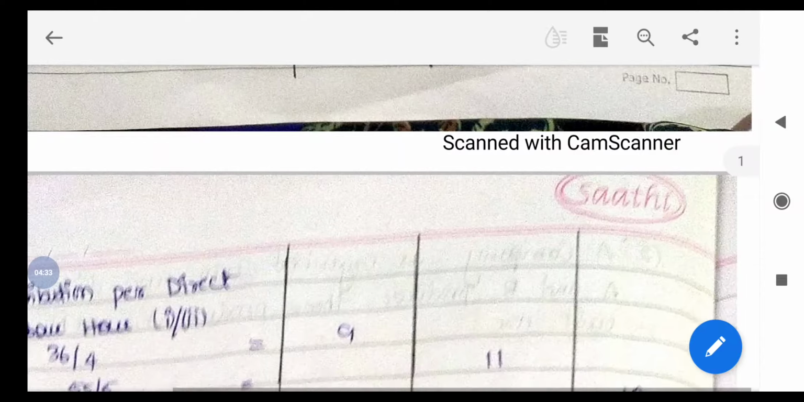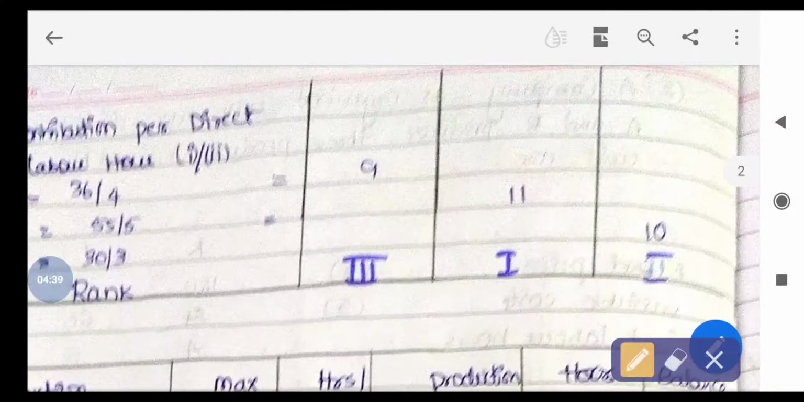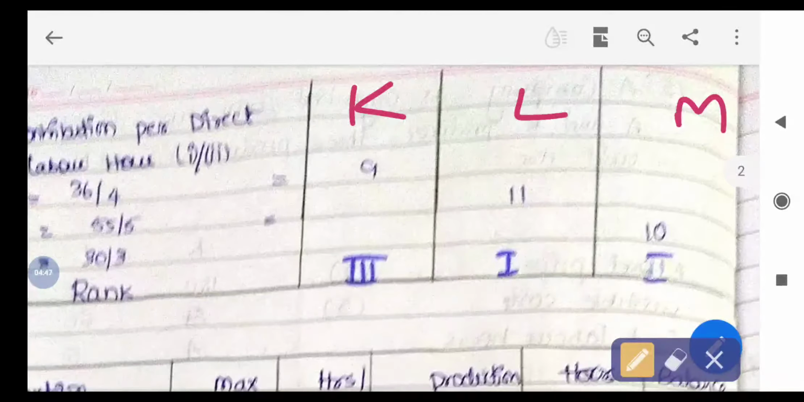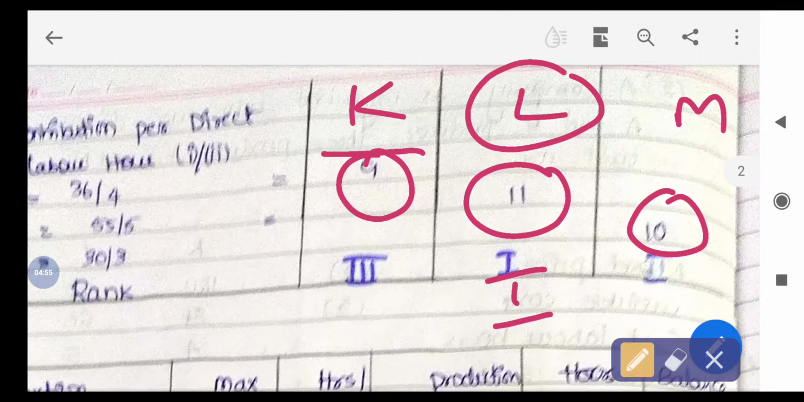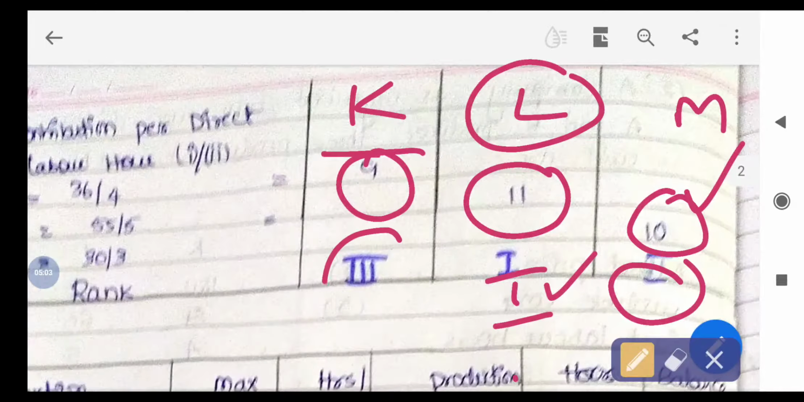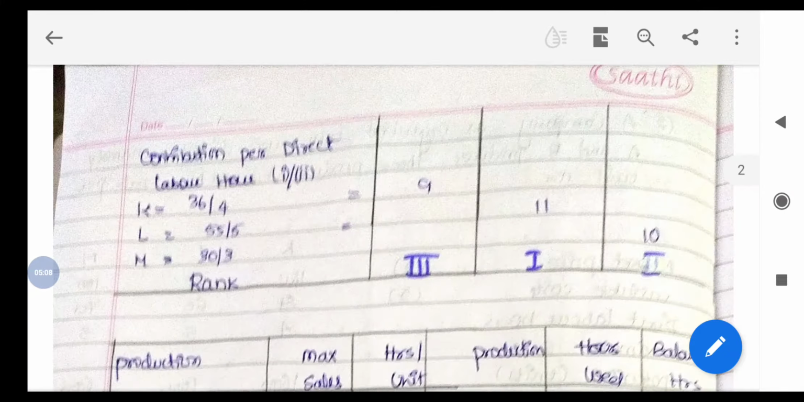So here if we see the contribution, this is K, this is L and this is M. The contribution in K is 9 per hour, then 11 and 10. So first preference, the first rank, will be given to L. In the company, production will first begin with L, next with M, that is 10, and last is K. These are the ranks provided on the basis of contribution per direct labor hour.